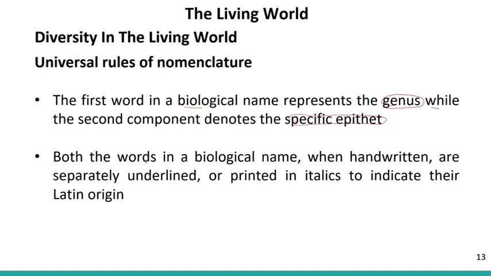Next, when you write the biological name by hand, both words are separately underlined. If we don't underline them, then we have to write it in italics. This is done to indicate their Latin origin. Again, let's take the example of Mangifera indica, mango. Either we italicize it, or if we are writing them by hand, we have to underline separately: underline Mangifera and then separately underline indica. Or else we have to write it in italics, if we are not underlining it.